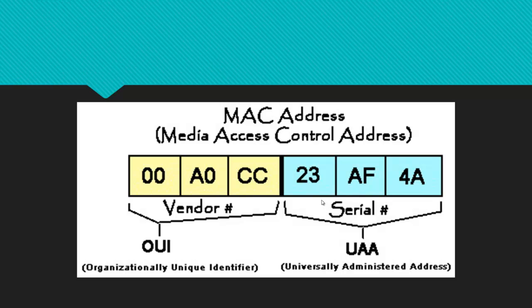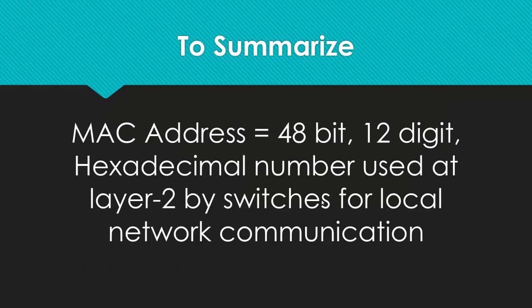So make sure you understand that the MAC address has 2 parts, the vendor and then the serial number. The first 6 digits are the vendor, second 6 digits are the serial number, and they can be used to track information. All right, so to summarize, a MAC address is a 48-bit, 12-digit hexadecimal number used at layer 2 by switches for local network communication.